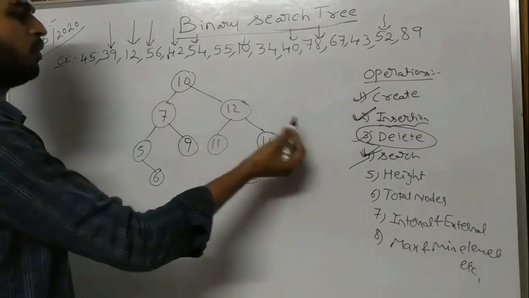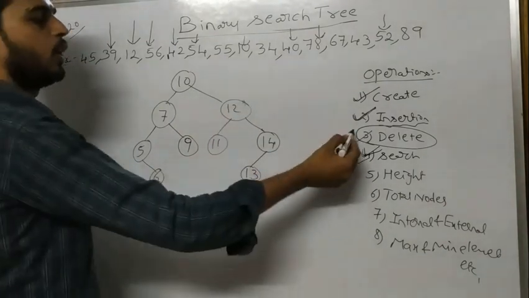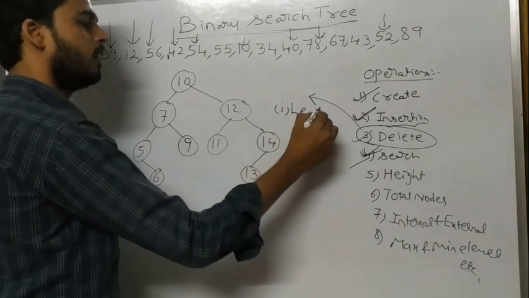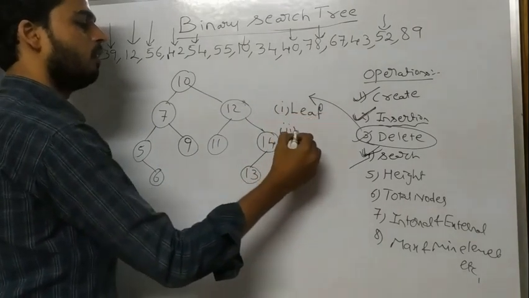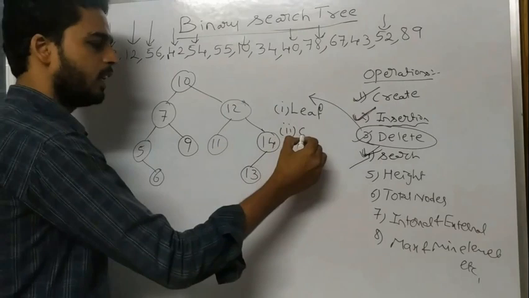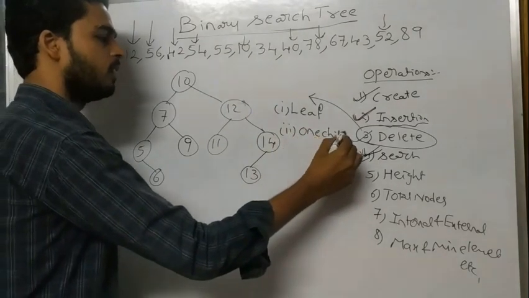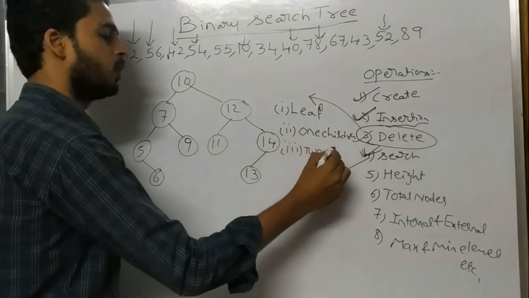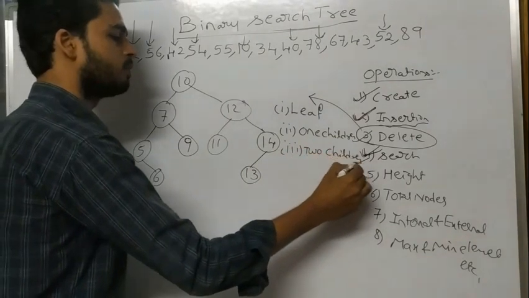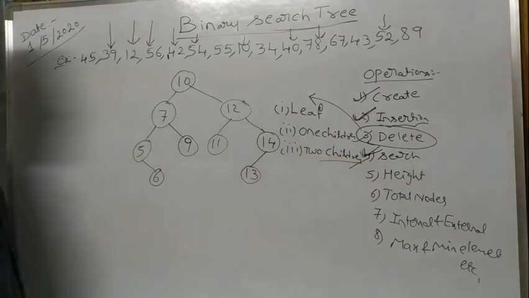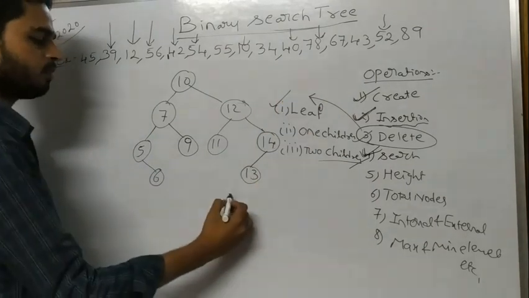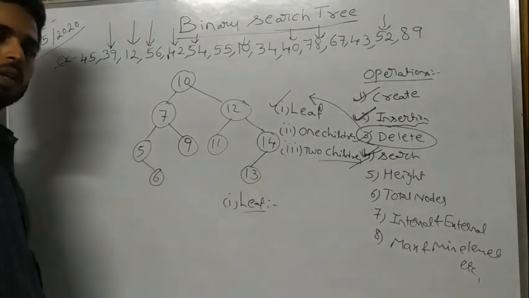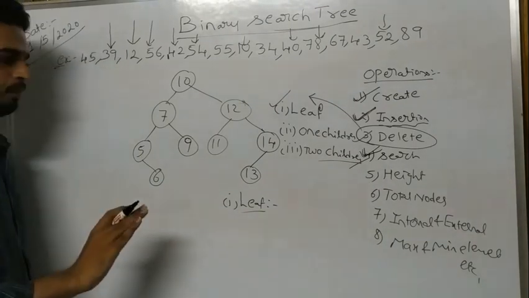So before performing the deletion operation, you need to check whether the deleted node is a leaf node, or whether the deleted node has one child, or whether the deleted node has two children. You need to check. Okay. For example, I am taking the first case. If the deleted node is a leaf node, is there any problem? There is no problem.